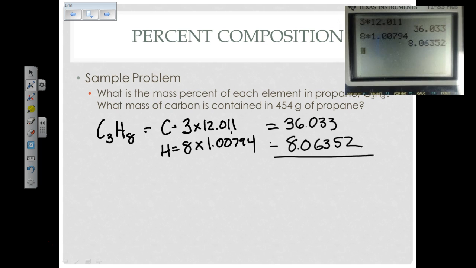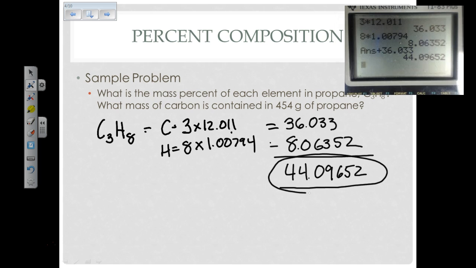Now we're going to add those up. 8.06352 plus 36.033 equals 44.09652. So this is our total mass. Now, to find the percent of carbon, you take the part that's carbon over the whole.